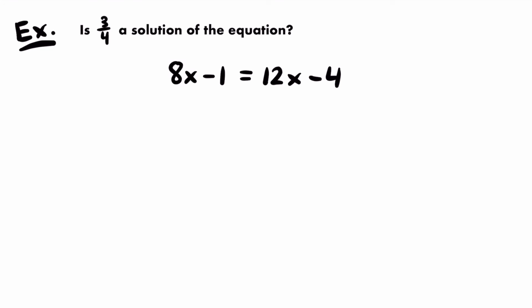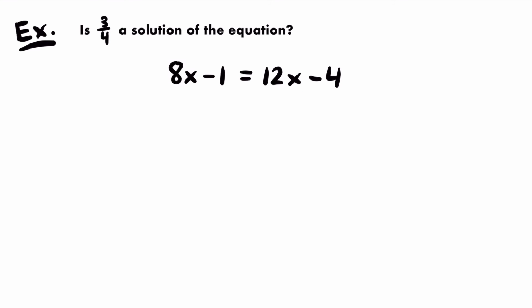For our last example, we're going to check if the fraction 3/4 is a solution to this equation. Solutions to equations don't have to be whole numbers. They can be fractions or values that include decimals. And so let's check to see if this particular equation is true when the variable x in this case is 3/4. So we're going to plug in or substitute in 3/4 for this x and this x.